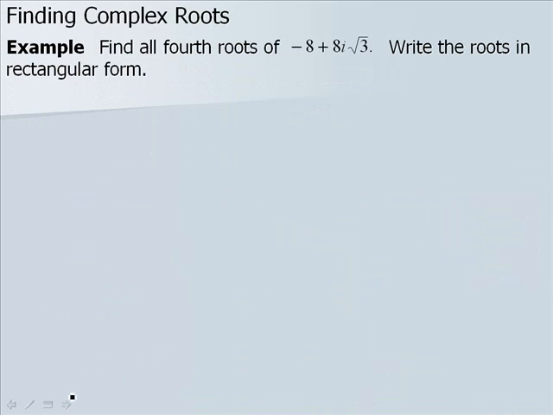Now let's find all fourth roots of negative 8 plus 8i square root of 3 and write the roots in rectangular form. So in this case, x is negative 8, y is 8 square root of 3, and we want to find r and theta.